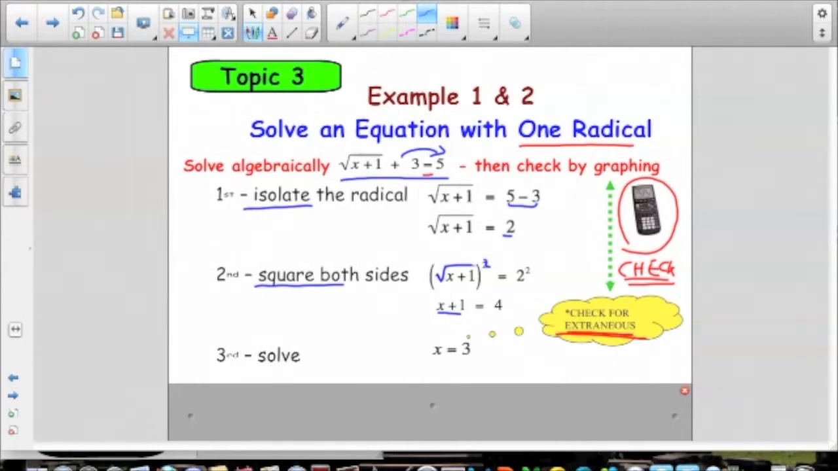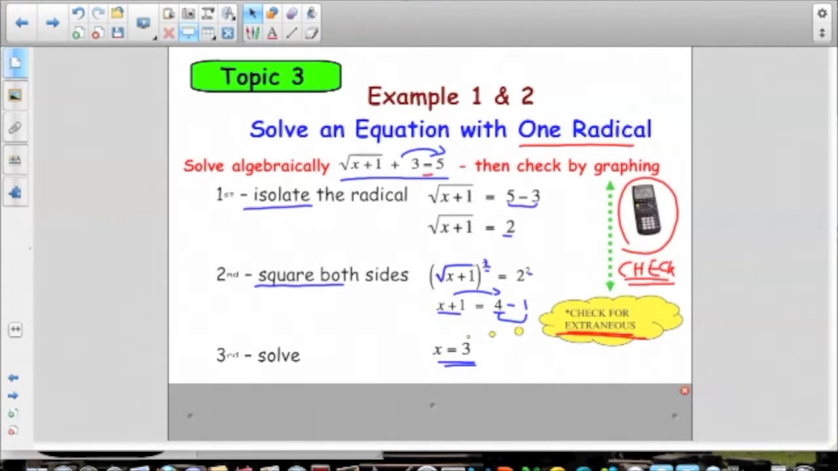And in math, what you do on one side, you have to do to the other side. So I have to square the 2. So 2 squared is 4. So now, a little bit of algebra, move that positive 1 to the side, it becomes minus 1, and 4 take away 1 is 3. Okay, so now let's check to see if this is a true solution.